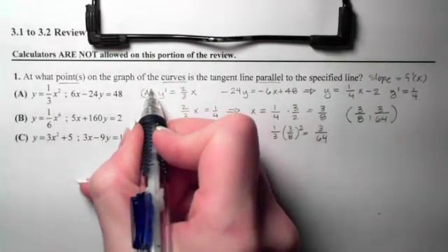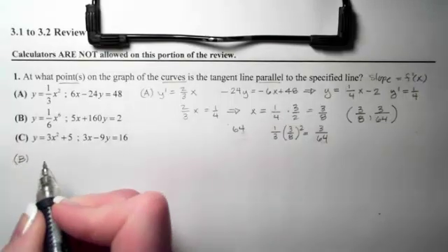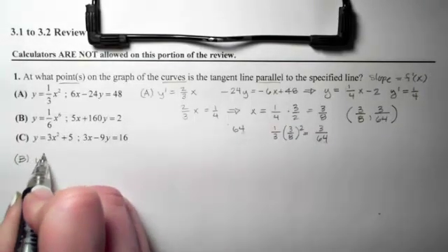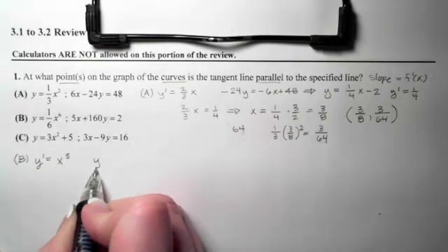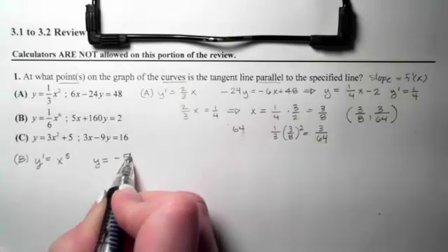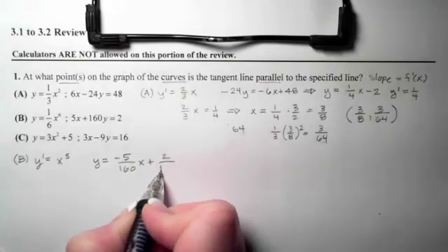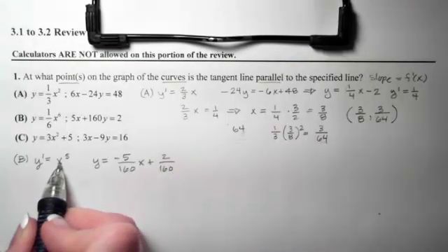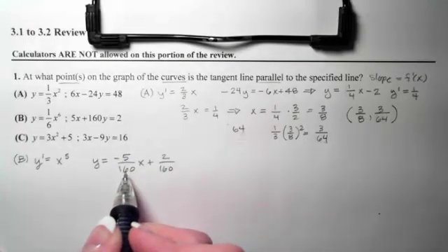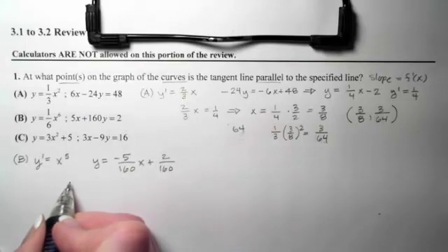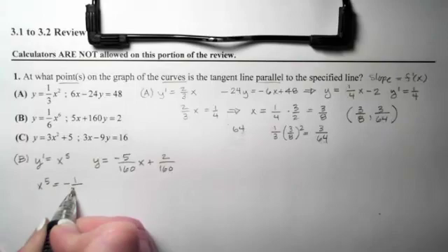That one's part A. Okay, B and C work exactly the same way, so we'll go through those pretty quickly. B, we again need the derivative. That's going to be x to the 5th. And if I isolate y on the second equation, I'll have negative 5 over 160 x plus 2 over 160. So now I need x to the 5th to equal negative 5 over 160. So let's reduce that negative 5 over 160. That's going to give me 32. So I'll get x to the 5th equals negative 1 over 32.